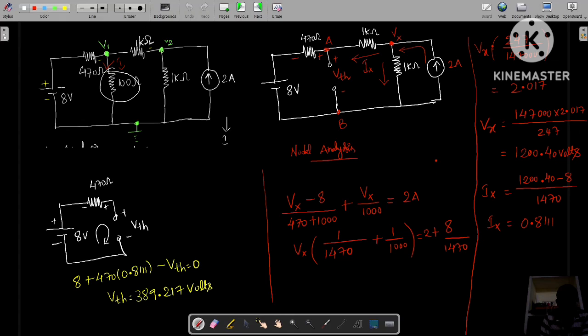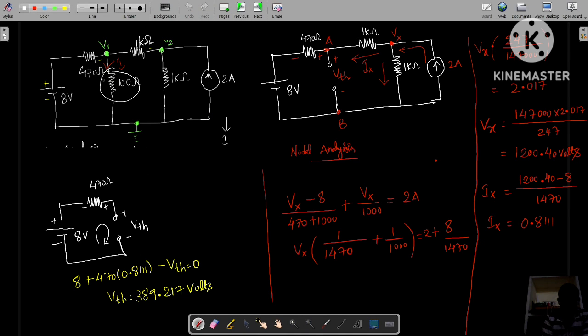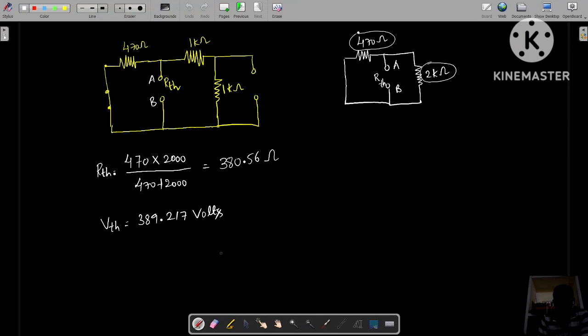Now let me see the VTH value. What is the VTH value? We got here 389.217 volts. So the VTH value is 389.217 volts. Now we need to find I. What is I? The current flowing through that 100 ohm resistor. Now the load resistance is 100 ohms. Therefore, how can you find IL? What is Thevenin's equivalent circuit? This is VTH in series with RTH connected across the load. So what is the load here? RL.